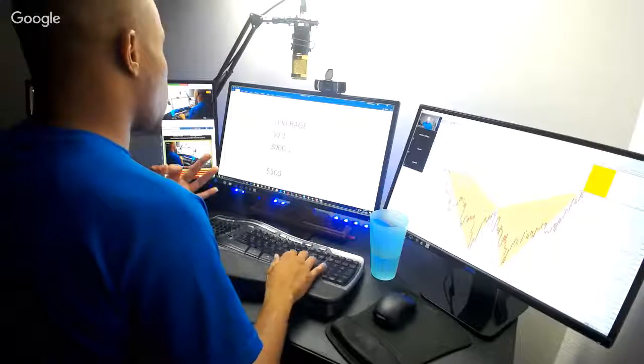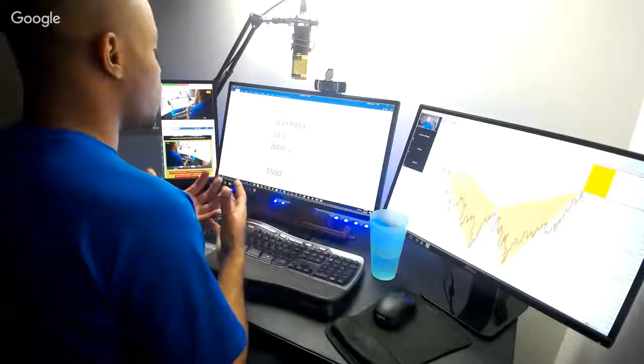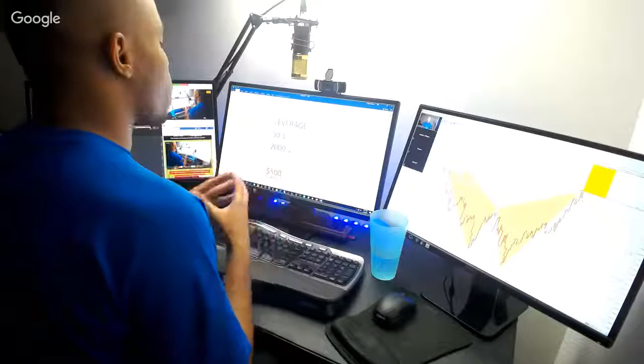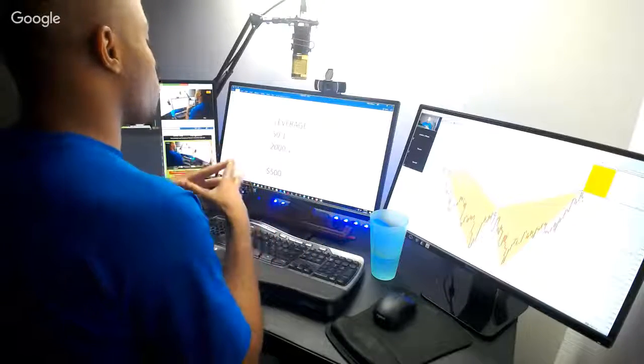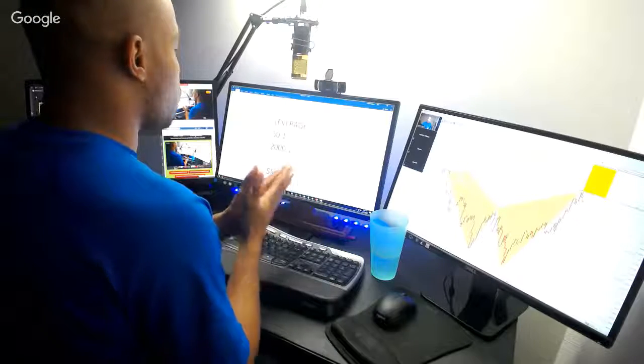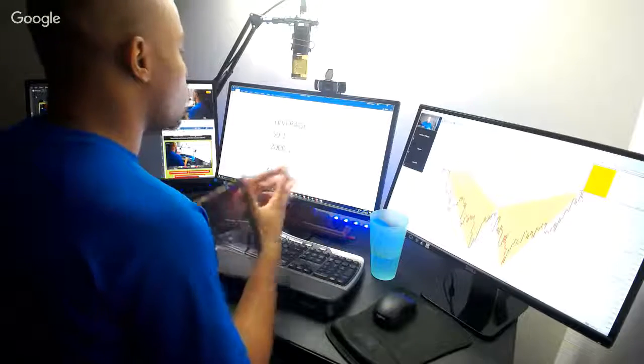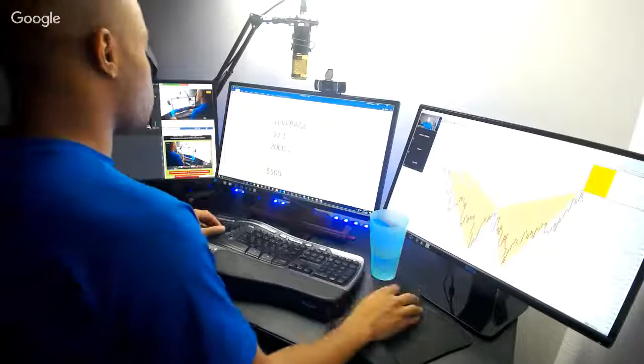But I'm going to use 2,000-to-1 leverage to kind of make this more realistic, because there's a lot of brokers outside of the US that will allow you to trade 2,000-to-1 leverage, at least 1,000-to-1 leverage. You can easily find these types of brokers, okay?